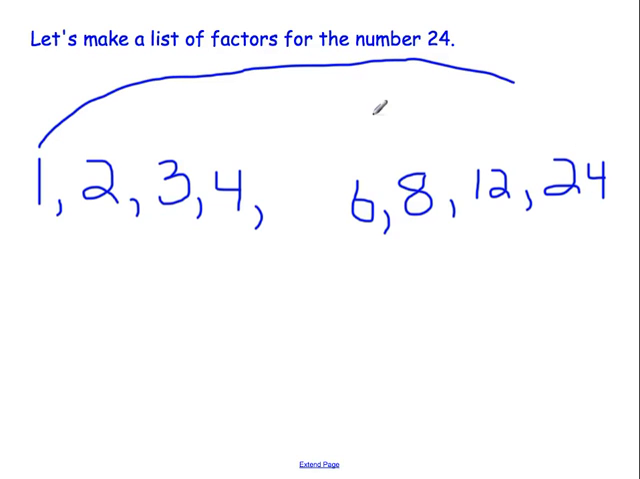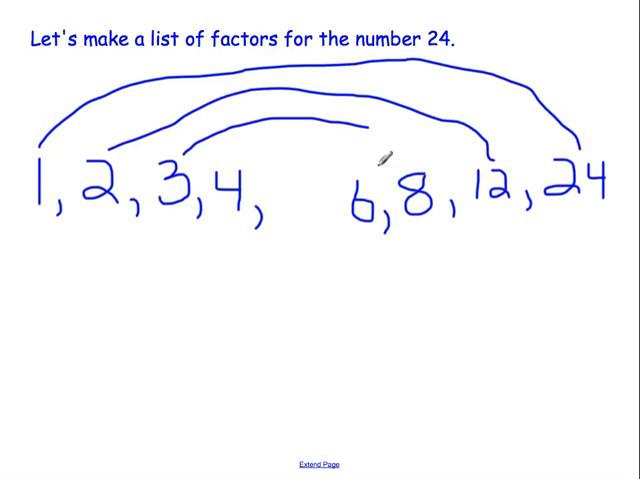1 pairs with 24, 2 pairs with 12, 3 pairs with 8, and 4 pairs with 6. This is called a factor rainbow. That way I can make sure every factor is matched up with its pair, and I'm probably not missing any. Make sure you have these notes and this example copied into your notebooks.